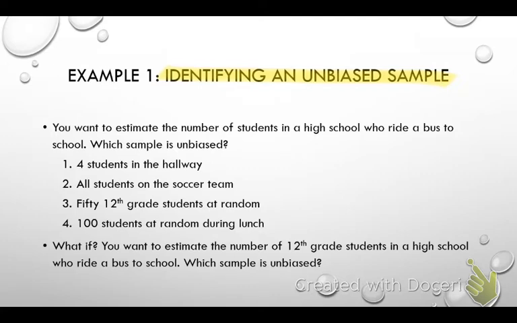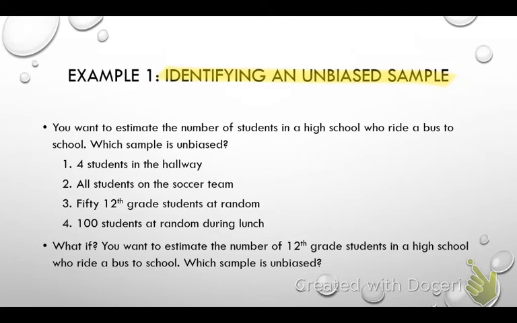Here's your scenario. You want to estimate the number of students in a high school who ride a bus to school. Which sample is unbiased? So that's my question, but in reverse, I want you to tell me which one of these options, 1, 2, 3, or 4, would be clearly biased or not representative of the population. Which one do you think would not be a good one to pick? Zach?